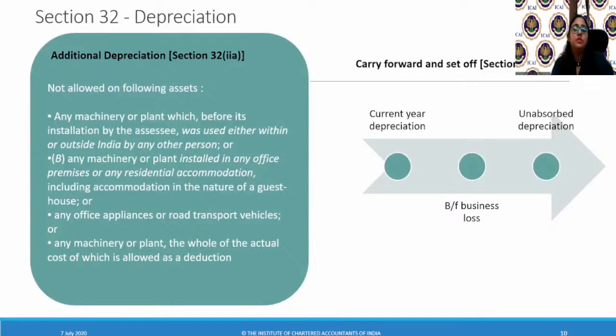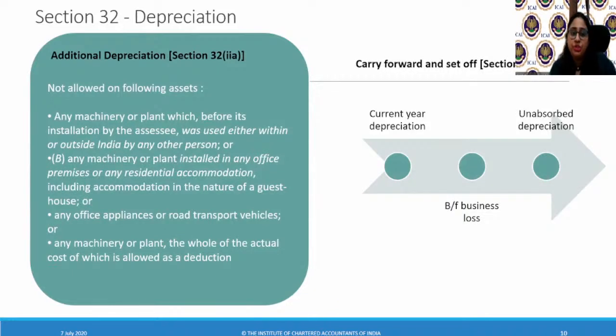That additional depreciation is not allowed on certain assets. First, it is not allowed on the assets which are second-hand. Second-hand assets means either it is used in India or outside India. It is not allowed on those assets. So if I used second-hand plant and machinery, uspe depreciation would be allowed, but additional depreciation would not be allowed.